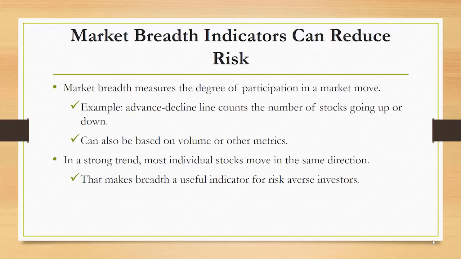So in a bull market, we see the advance-decline line rising. That indicates most stocks are moving up. When that relationship reverses, we often see a reversal in the trend. Now, breadth can also be based on volume or other metrics, such as a moving average or MACD signal.